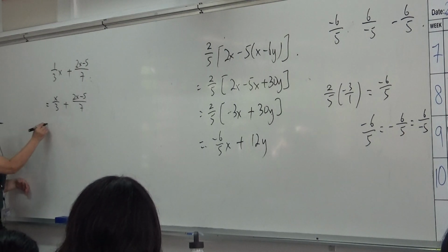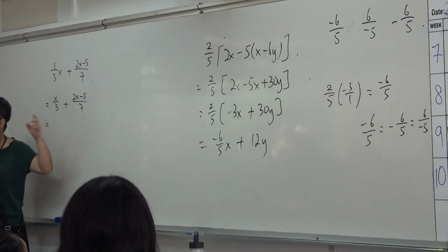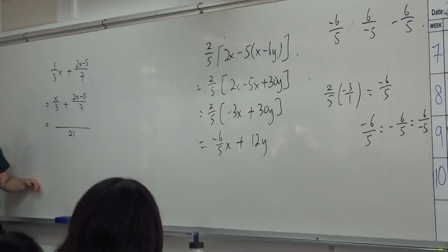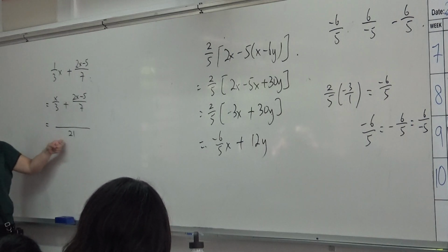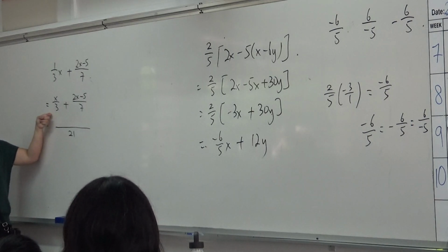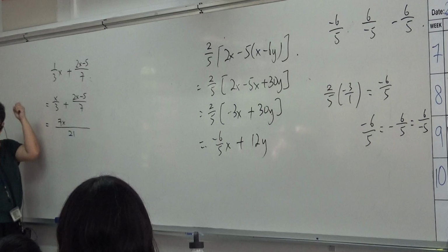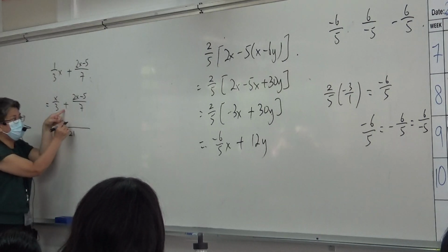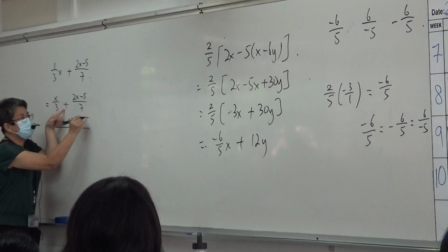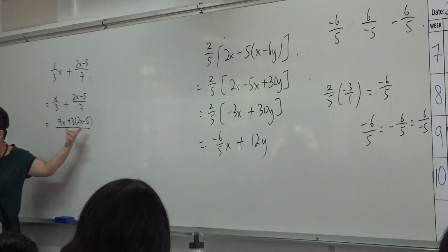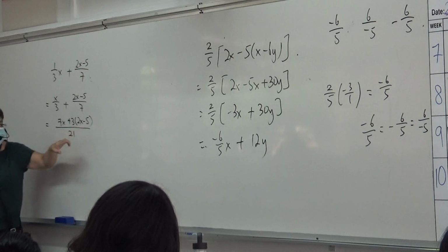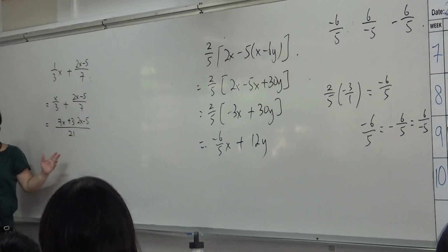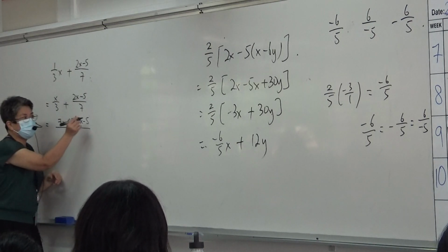Now, 3 and 7 change to what? 21. Very good. What's 21 divided by 3? 7. 7 times x, 7x. What's 21 divided by 7? 3. 4 plus 3. But you must remember, you must times the whole thing. That's why you must put bracket. If you put like that, it will be wrong already. Understand? So you must bracket.